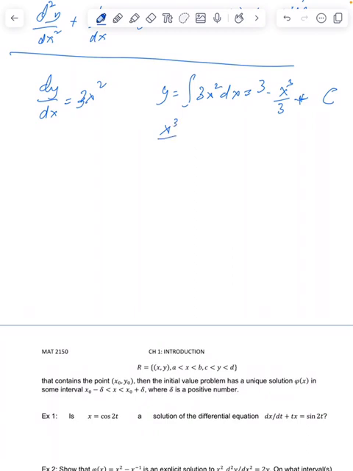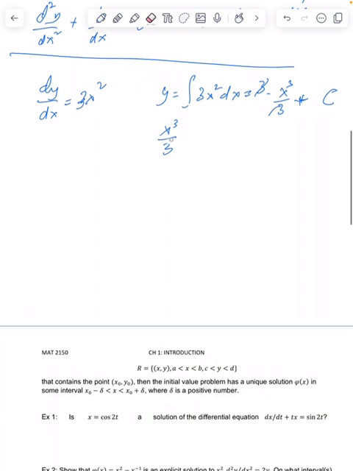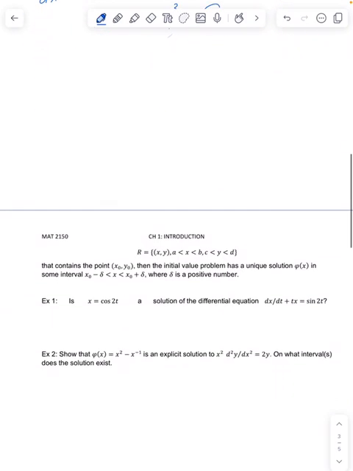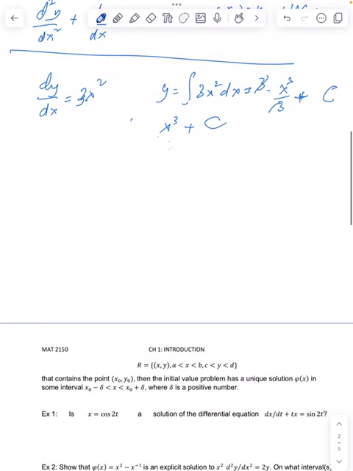So this is called the general solution. So x cubed over 3, the 3 and 3 get cancelled, so we just get x cubed plus C. So this is the general solution. Now, particular solution or exact solution. If you see, this is a cubic shifted up or down, because plus C means if C is positive, shift up, and if C is negative, shift down.